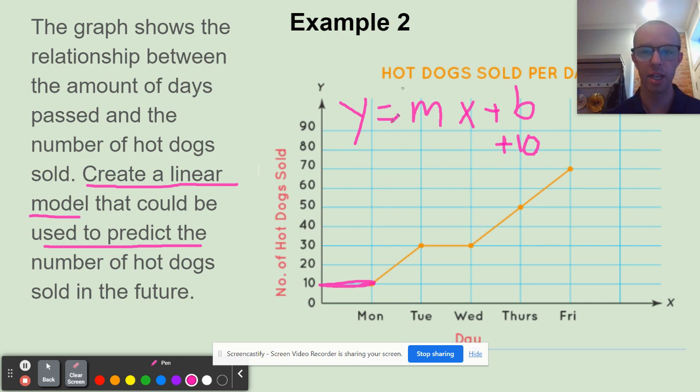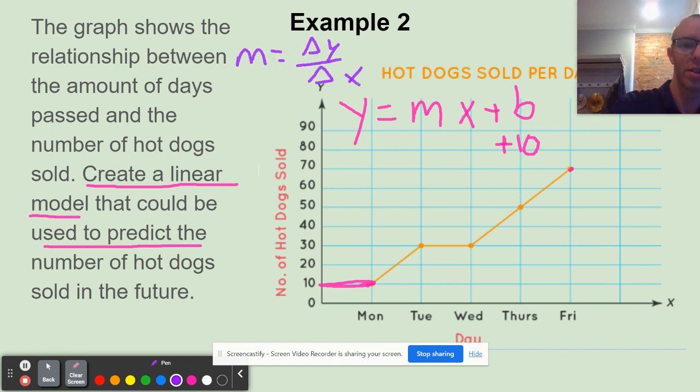And so we're going to find the average rate of change here. On average, how many hot dogs did they sell per day from here to here? I'm going to find that by doing m is equal to the change in y over the change in x.